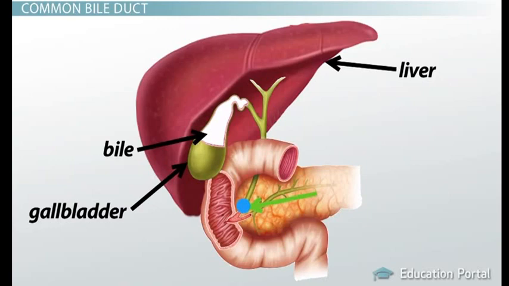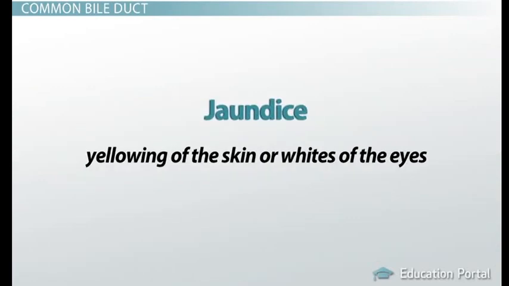Now, because bile contains a yellowish pigment, this backup of bile can enter into the bloodstream and lead to a yellowing of the skin or whites of the eyes, known as jaundice.